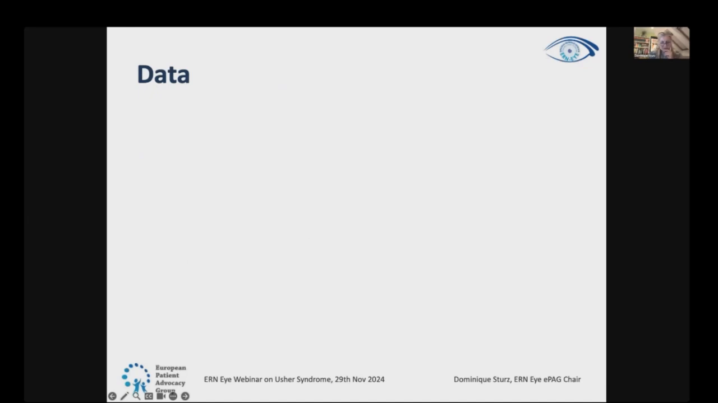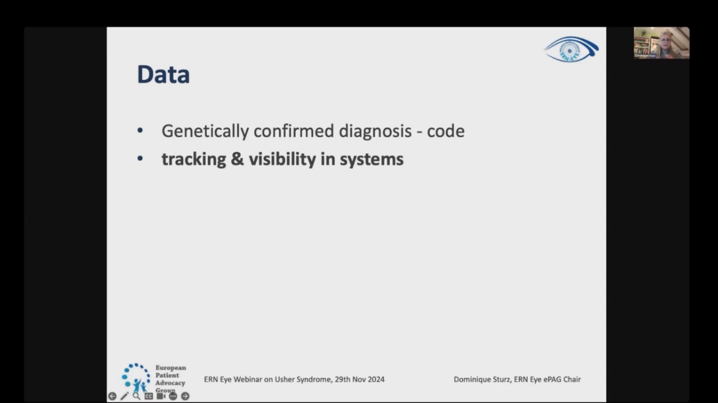Let us also look into data. Why are data relevant from the patient perspective? Well, we can build data when we have a confirmed genetic diagnosis. And usually a genetically confirmed diagnosis goes along with a coding. It could be an ORPHA code or an ICD-10 or ICD-11 code, which can be applied during all stages of the diagnostic and the patient pathway, let's say. And these data can be used to track and to give visibility in systems in an anonymized way, of course.